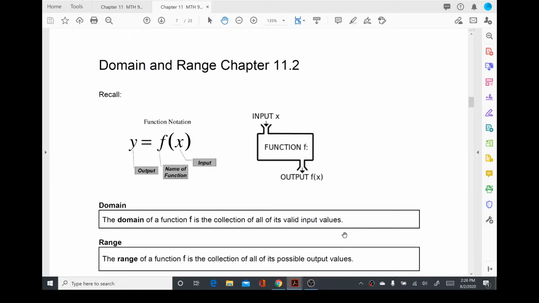First, recall that we're talking about functions, and with functions you have an input, and every input goes to one output value, and it's a consistent process. And we have function notation, which is f of x, and you can think about that as your y, or your output value, where x is your input value. Domain is the collection of input values, anything that is possible for the input. The range is the output, anything that can come out of our function.